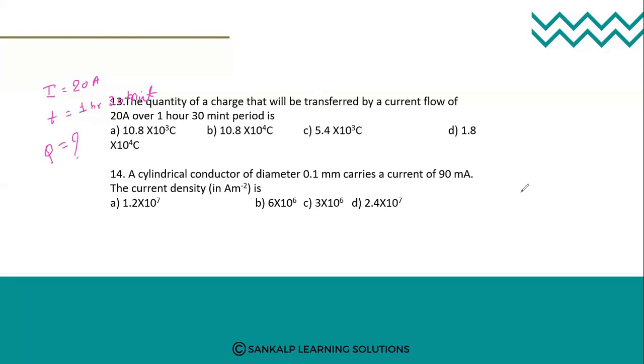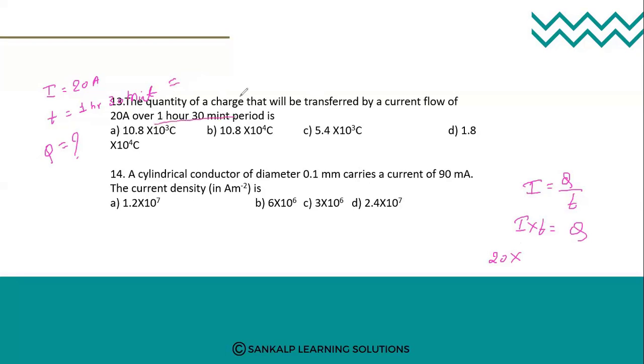So what you will do, you use the basic definition here, students, that is I is equal to dq by dt or q by t. So we require q, therefore it is I into t. So I is given, but time is given in hour and minute. Convert it into seconds. Please tell me how much it will be in seconds.